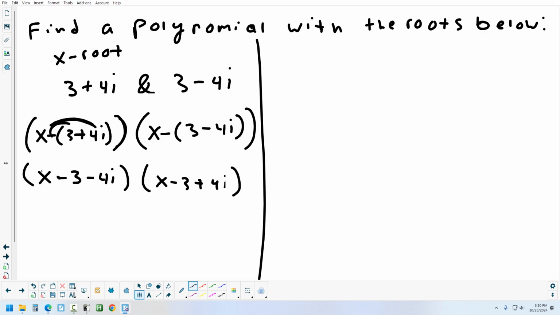So let's start with x times x. x squared. x times negative 3. Negative 3x.